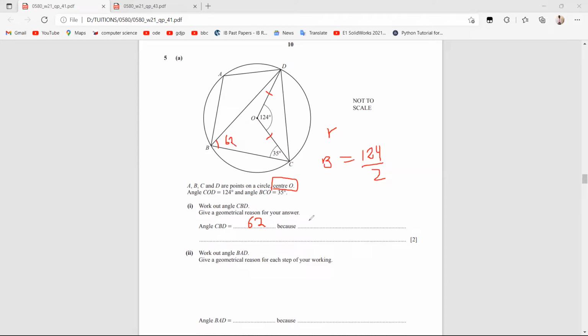And the reason is angle at the center is twice the angle at the circumference. All right, that's our reason for this answer.